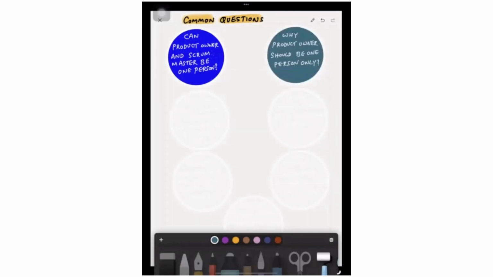Second question: why should product owner be one person only? Because of the accountability. Have you ever seen a company with two CEOs or a ship with two captains? Because the accountability dilutes. Imagine there are three product owners. If the product is a failure, everybody will run away. Nobody will take the accountability. So that is the primary reason, accountability.